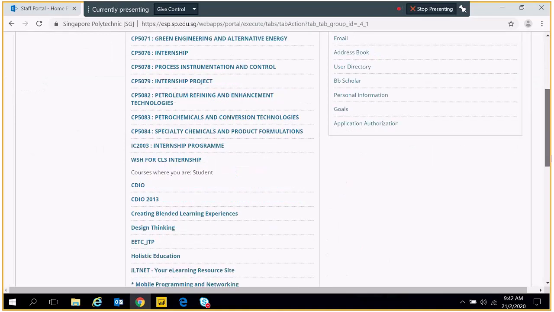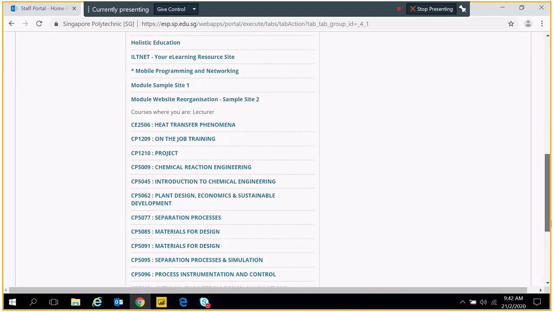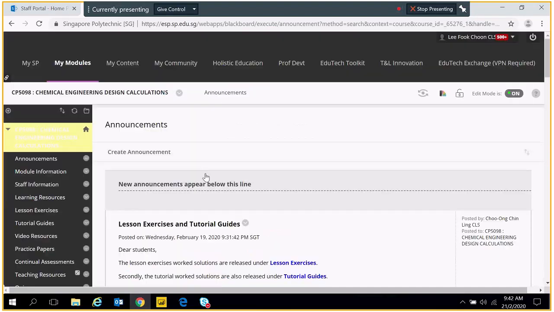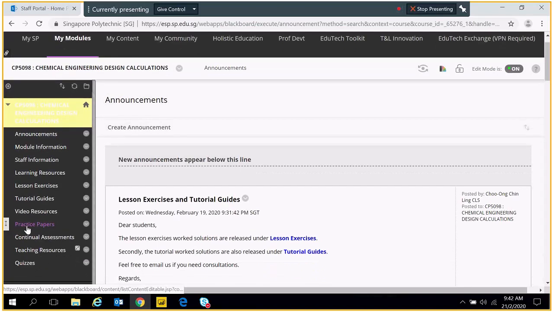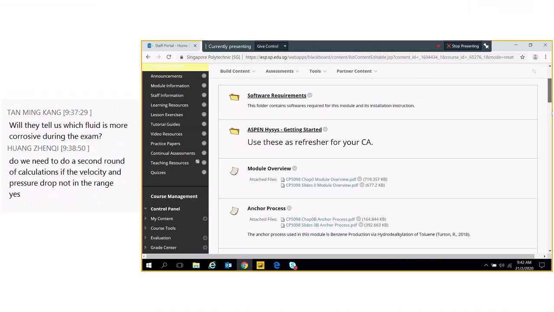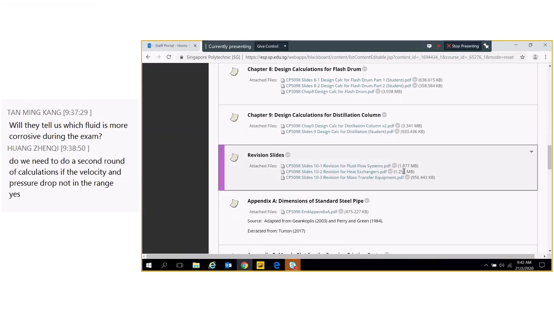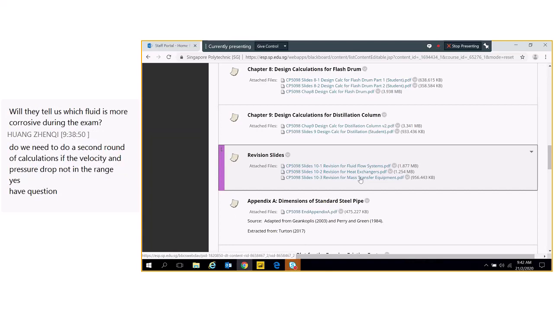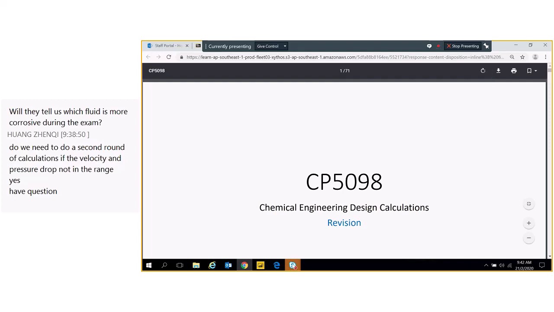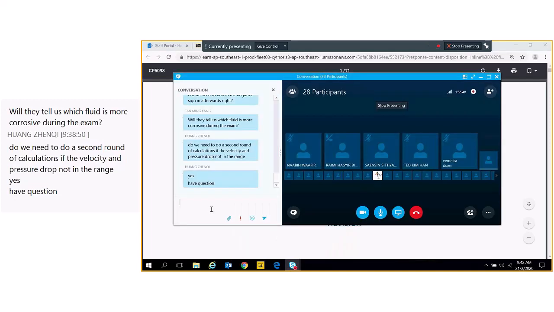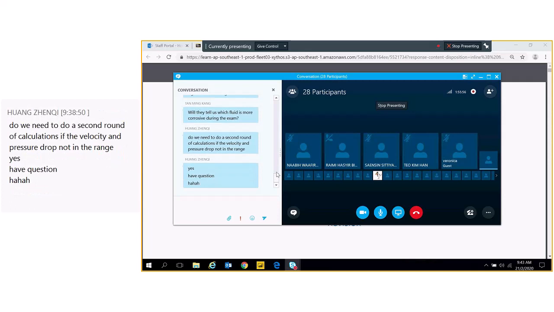Okay, we go to the last portion. You're very quiet. Do you have any questions? The last part is on mass transfer equipment. All right. Okay. Type your question.